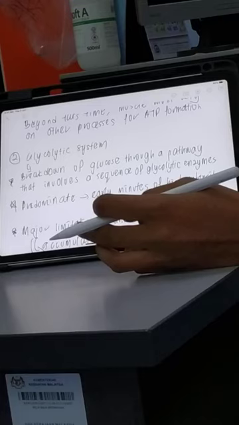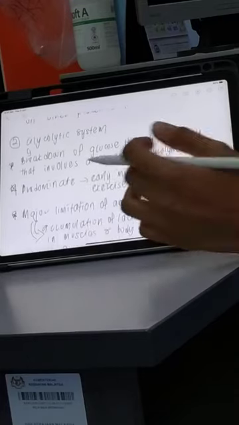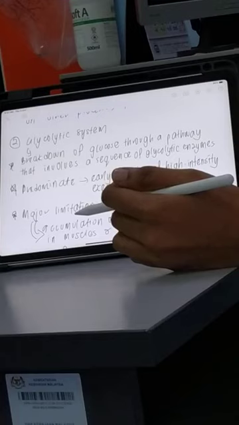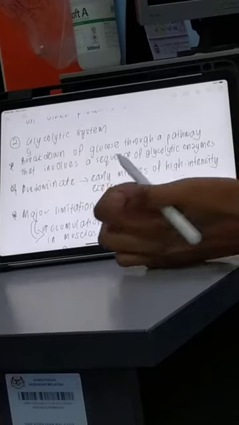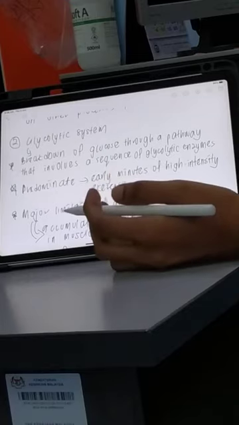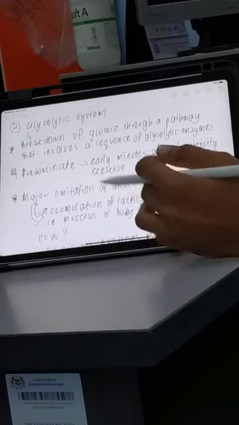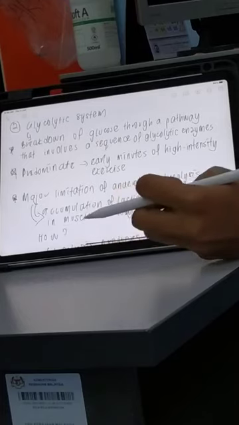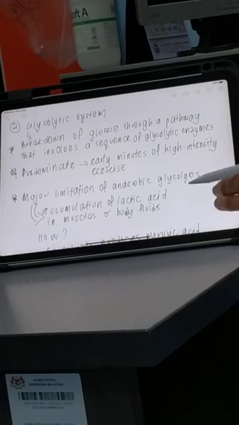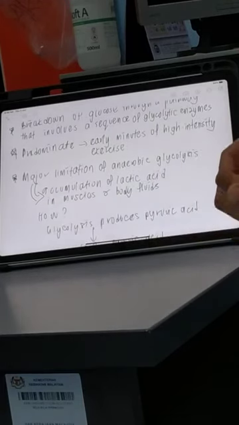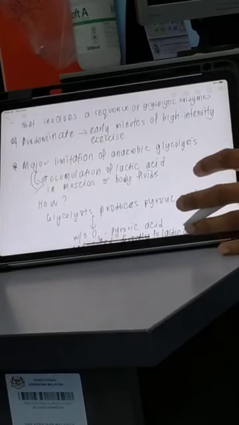The other system that I will explain is the glycolytic system. It is the breakdown of glucose through a pathway that involves a sequence of glycolytic enzymes. So basically it's the breaking down of glucose. It predominates usually in the early minutes of high intensity exercise. The major limitation of anaerobic glycolysis is the accumulation of lactic acid in muscles and body fluids.